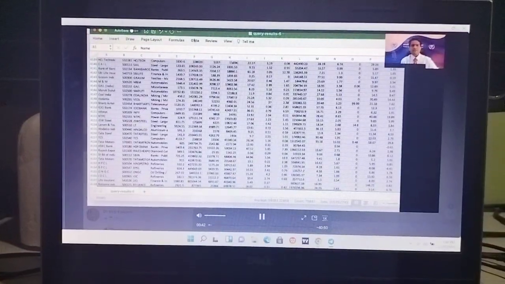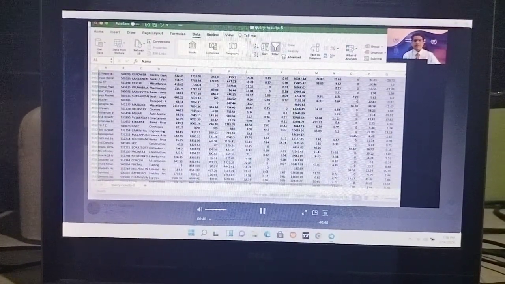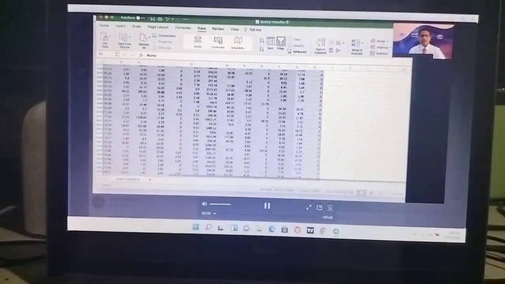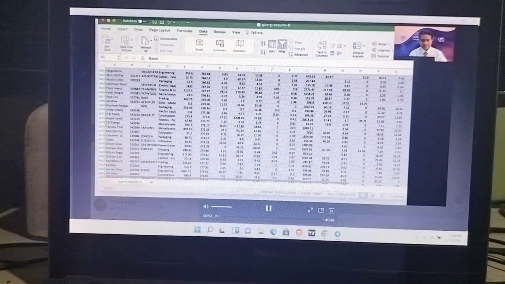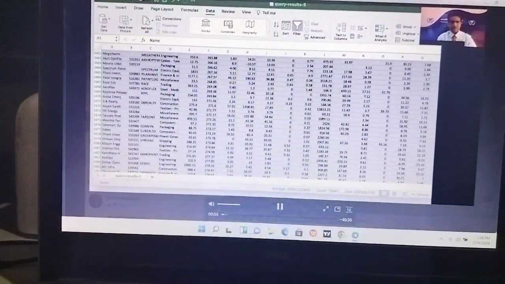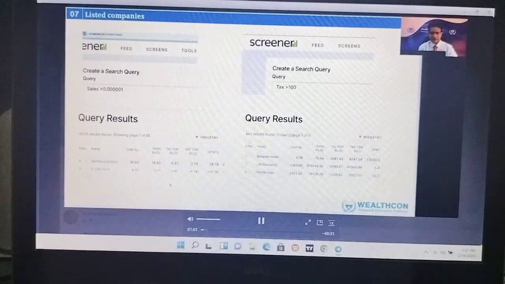You paste it, and you sort the downloaded data with the filter. You can filter data in various ways. You can download it. I'll share this downloaded file to the senior guide group. They will forward it, and you can sort the data. This is how I showed you the screener.